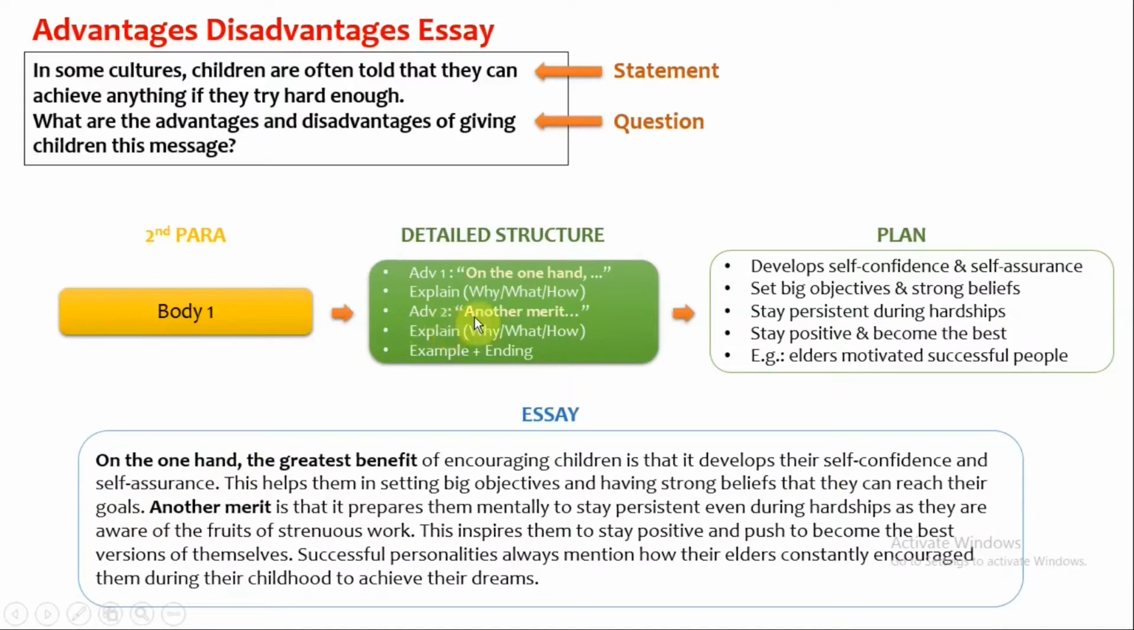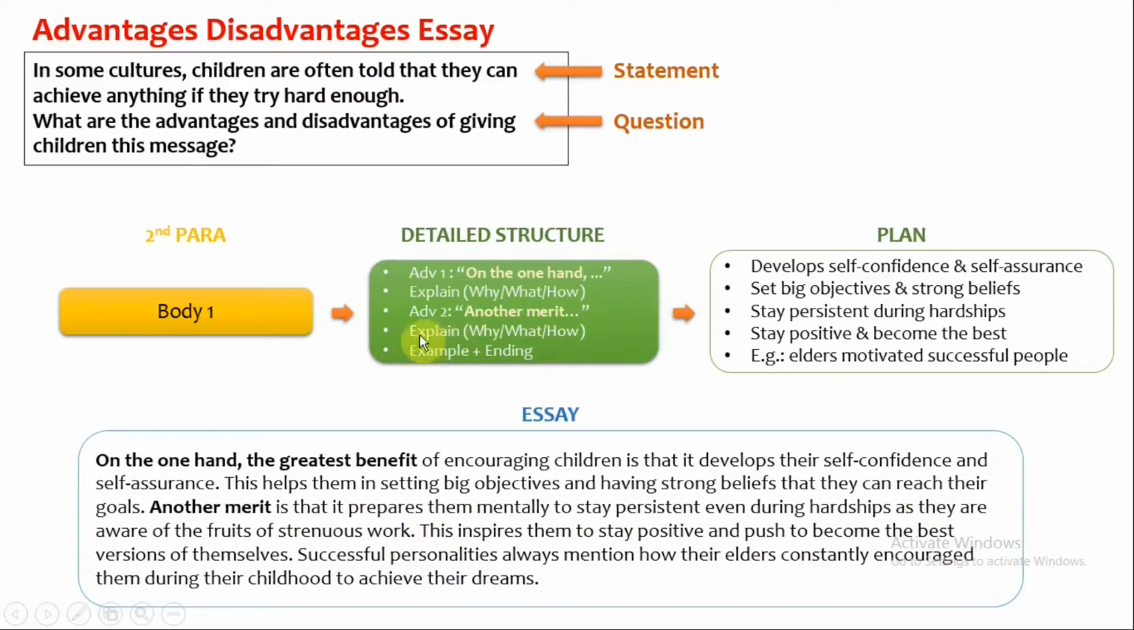Next sentence is second advantage. Always start this sentence with another merit. Our third sentence will be, another merit is that it prepares them mentally to stay persistent even during hardships as they are aware of the fruits of strenuous work.